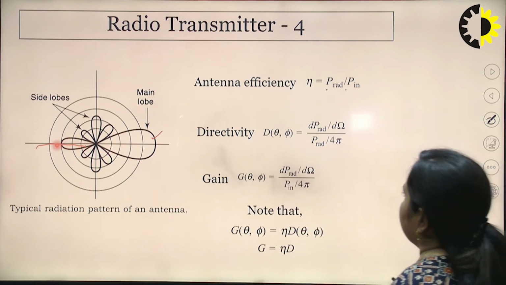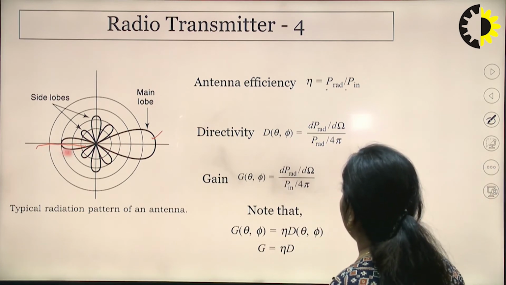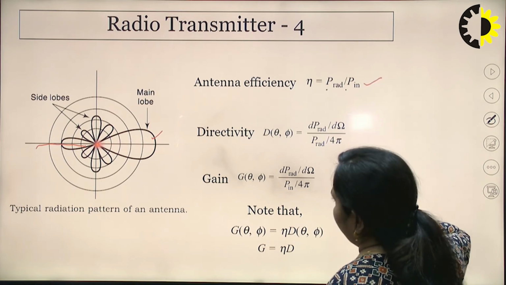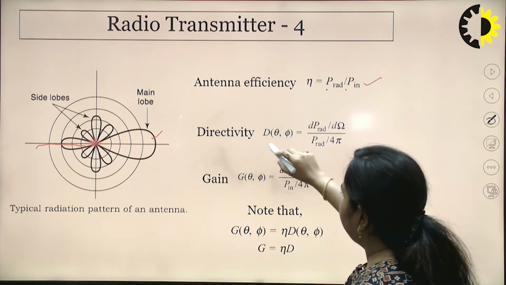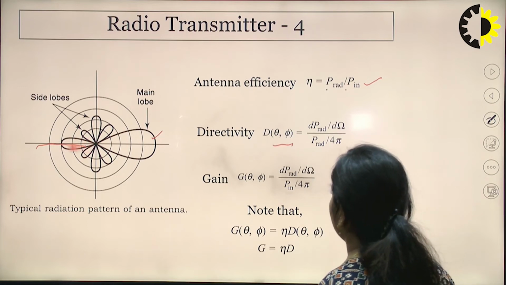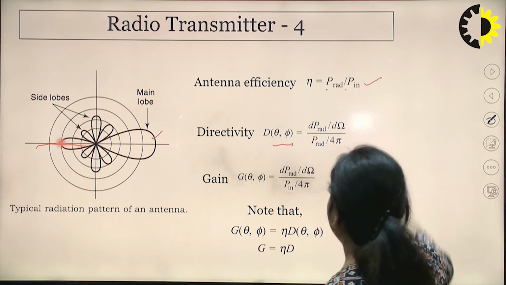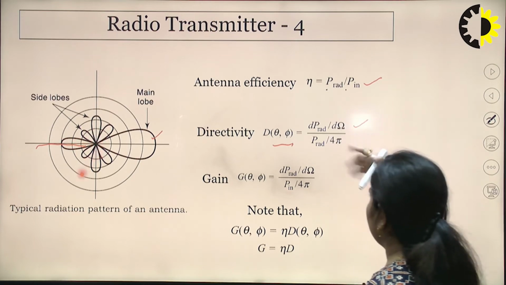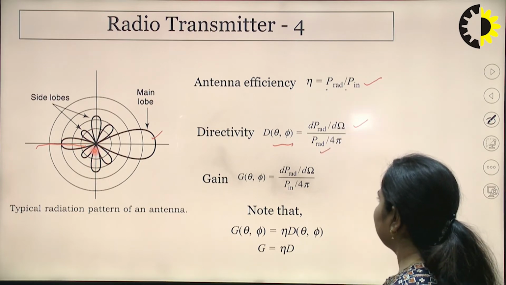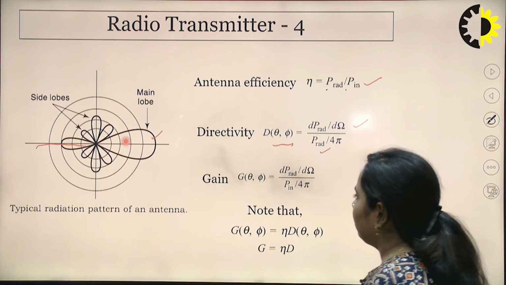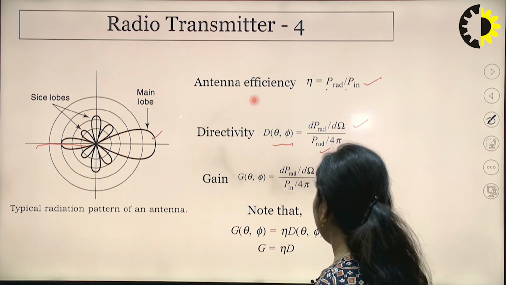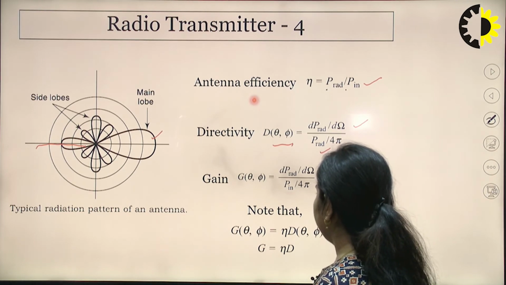In this case, the antenna efficiency formula eta will be given by radiated power divided by input power. Then this will be the directivity, that is D theta phi is equal to the radiated power differentiated with respect to solid angle omega, divided by the radiated power by 4 pi. Now gain G theta phi is equal to the differential of radiated power divided by P in by 4 pi, that is the gain.